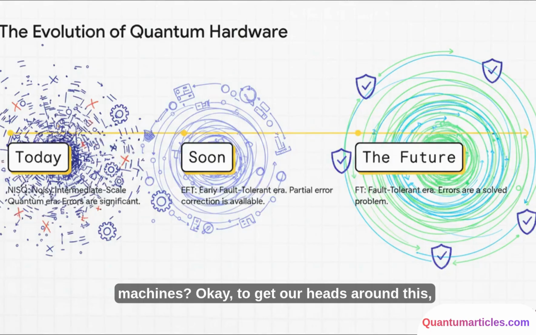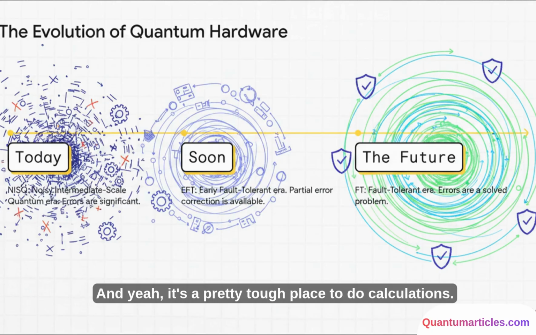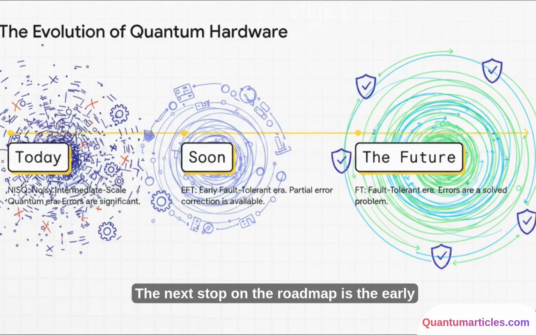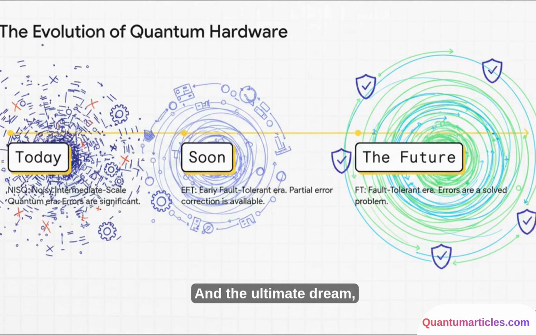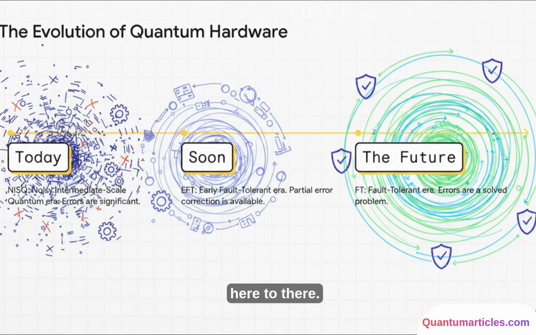Okay, to get our heads around this, let's look at a simple timeline. Right now, today, we are firmly in the noisy intermediate scale quantum era, or NISQ for short. And yeah, it's a pretty tough place to do calculations. The next stop on the roadmap is the early fault-tolerant era, or EFT. And the ultimate dream, the end goal, is the fully fault-tolerant, or FT era, where errors are basically a solved problem. Our entire story today is about how we get from here to there.